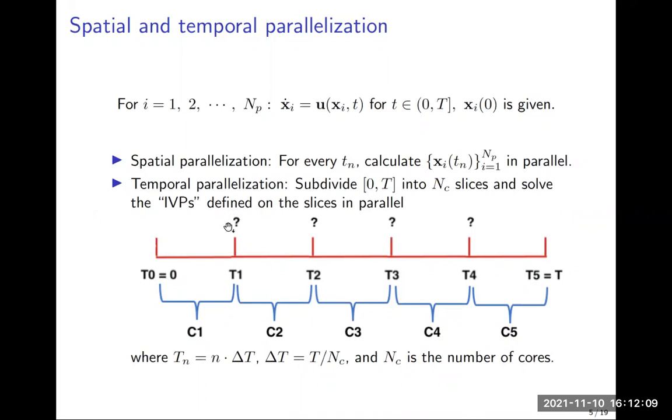That is, we need to find initial values for these interior points with question marks on them. But the basic idea is very simple. You want to divide your original initial value problem into n independent initial value problems, and you want to solve them in parallel on multiple cores. All right.